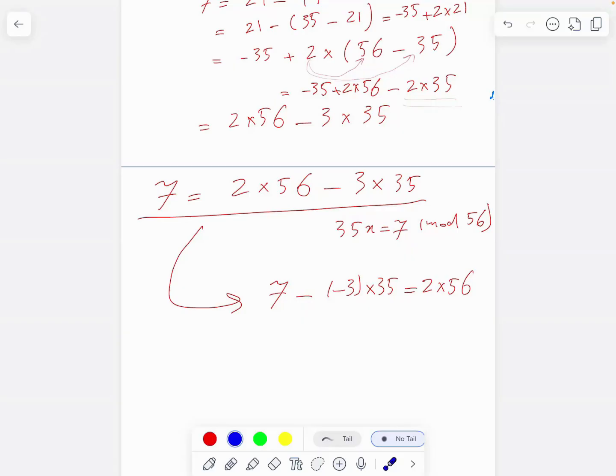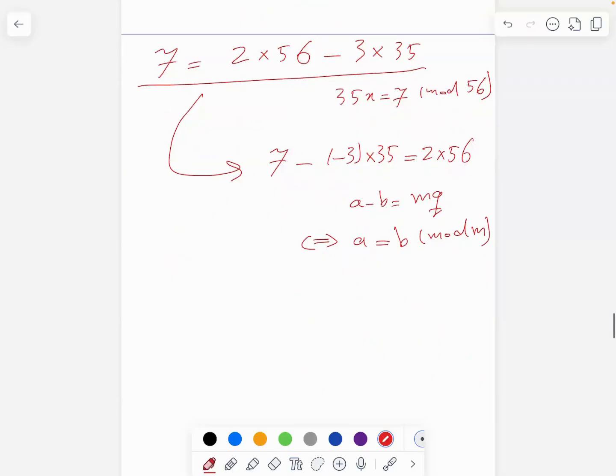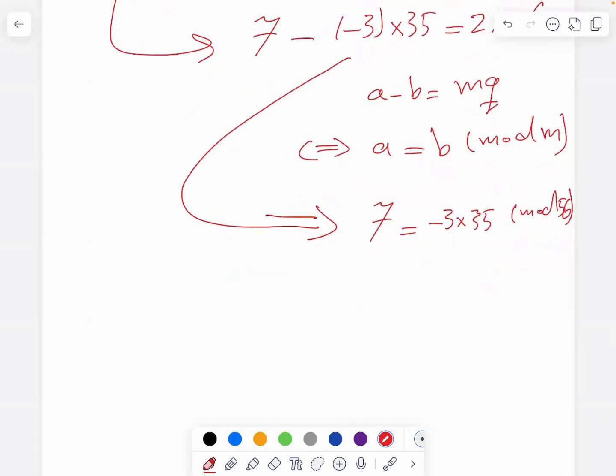But I prefer to keep it like this to remind you that when we have A minus B equal to a multiple of M, it means A equals B mod M. Turning off your phone. Now, from here, 7 equals minus 3 times 35 mod 56. Is there any question about this?